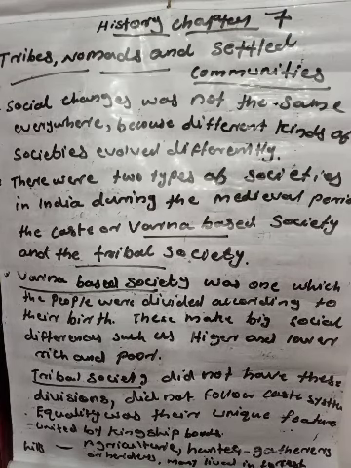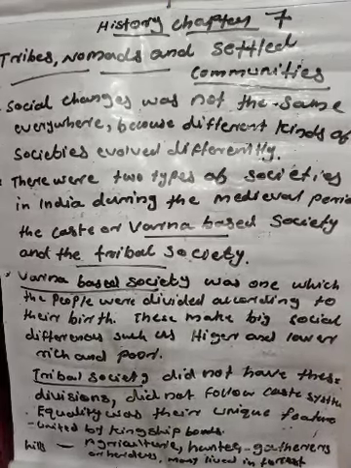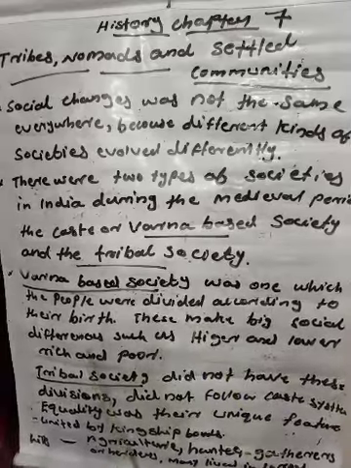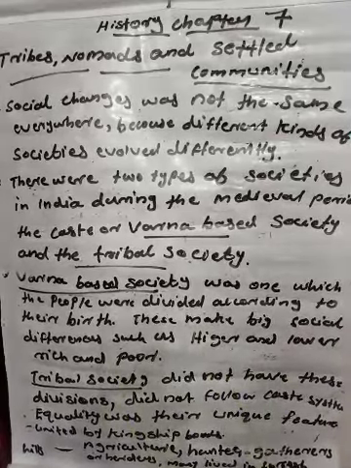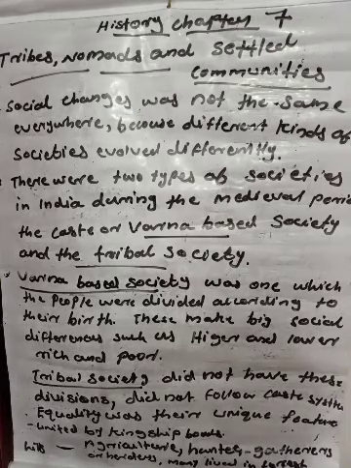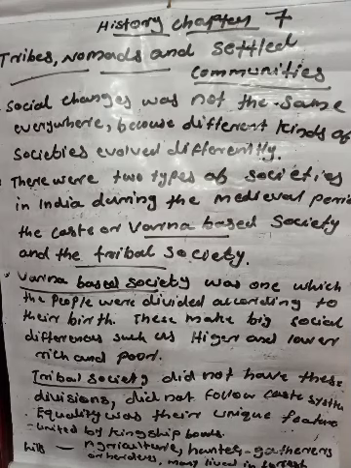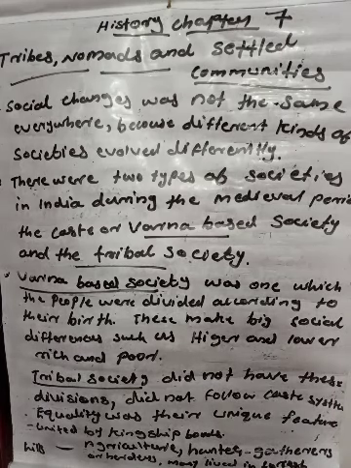That is about the Varna-based society. Varna-based society was one in which people were divided according to their birth. This makes big social differences such as higher and lower, rich and poor. This system always makes social differences, higher caste and lower caste, and rich and poor. It also makes many social evils, like untouchability. Always here there are higher caste and lower caste divisions. The higher castes, Brahmins and Kshatriyas, enjoy all kinds of rights and privileges, and the lower castes are poor and don't have any kinds of rights.